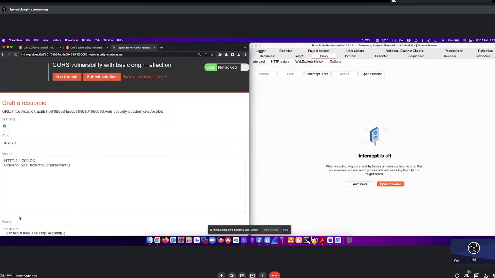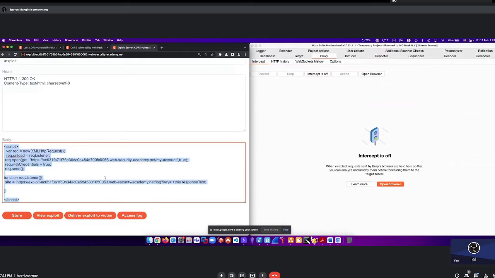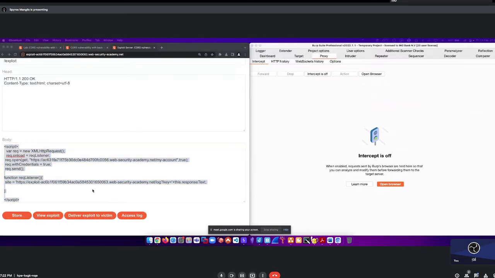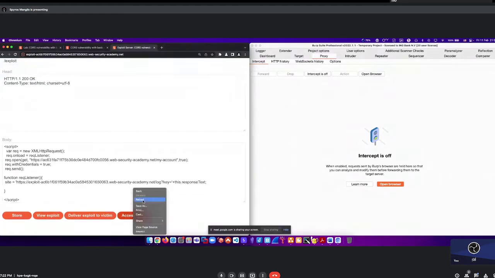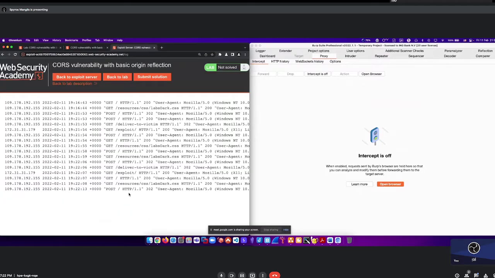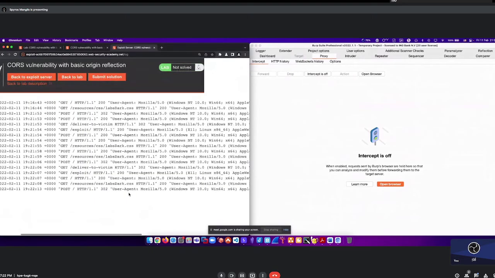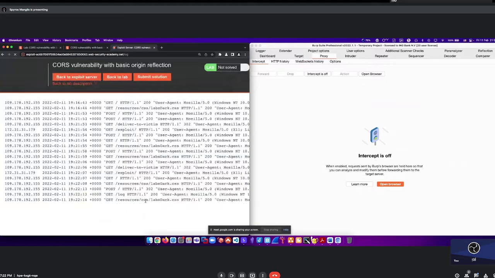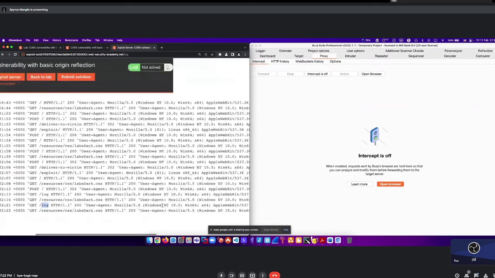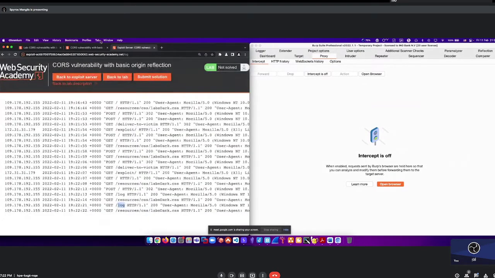Okay, so we store it. Let me copy and paste it here and deliver the exploit to the victim. And let's access the logs and see what we have there. I don't see anything. I don't even see mine. Okay, it hits the log endpoint, but it doesn't actually log anything.